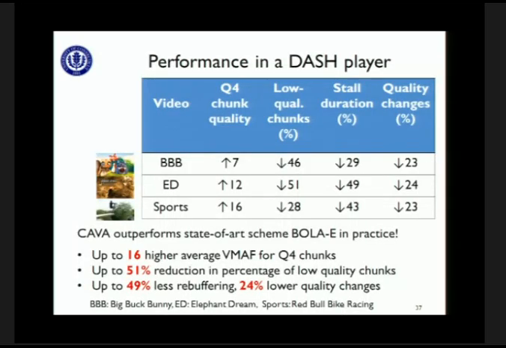And we actually implemented it in a DASH player. And you can see that our quality measured in terms of the VMAF is better by more than 7, 12, and 16. Anything more than about 6, people can actually see. So 6 is where you can actually see the perceptual quality differences, with VMAF changes of 6 or more. And low quality chunks are going to be lower using our scheme. And the stall durations are lower, and the quality changes are also lower than existing schemes. So the existing scheme is the PIA-E.